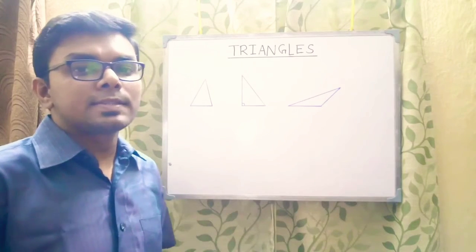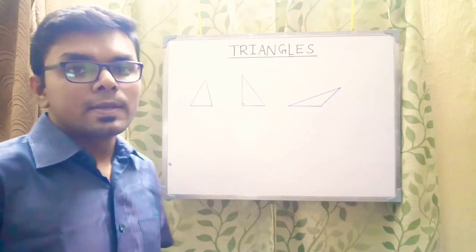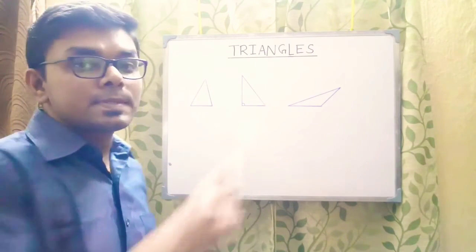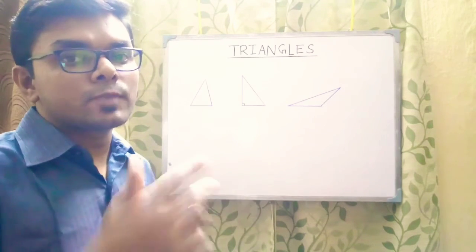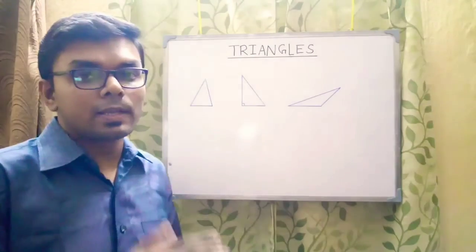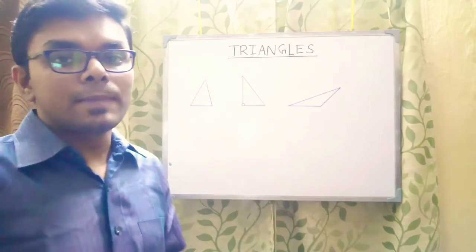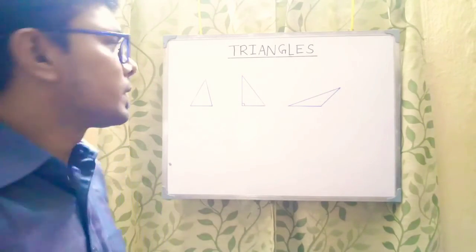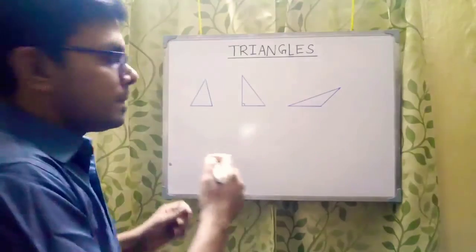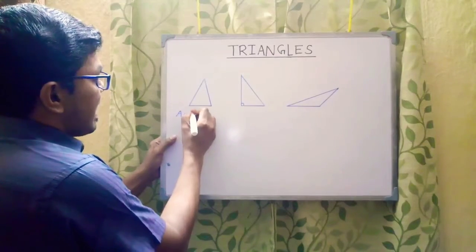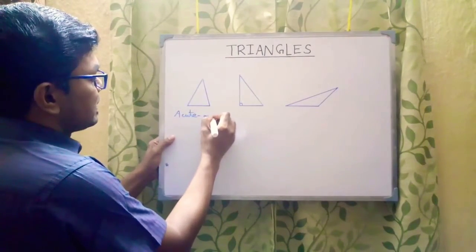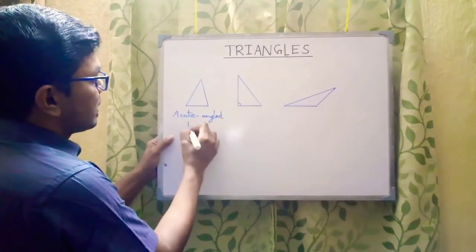Now here again I'll discuss types of triangles, but this time the types are based on angles of the triangle. Previously I discussed types of triangles based on the sides of the triangle. Now the types are based on angles of the triangle. Now let's see, the first type is called an acute angled triangle.